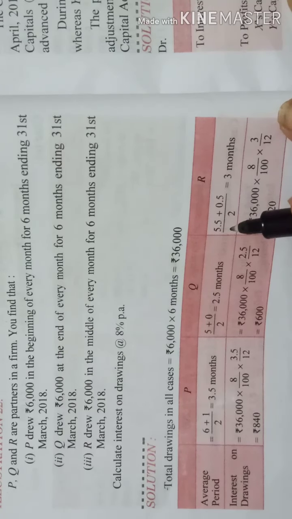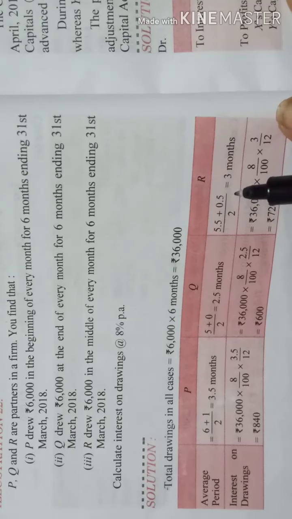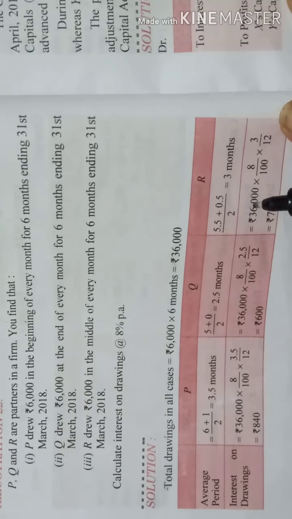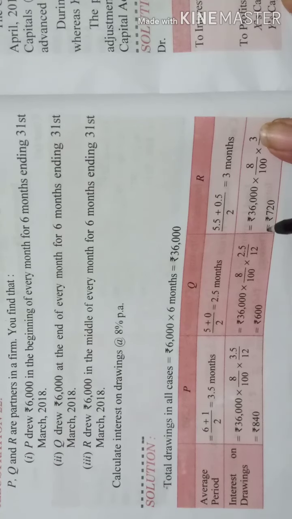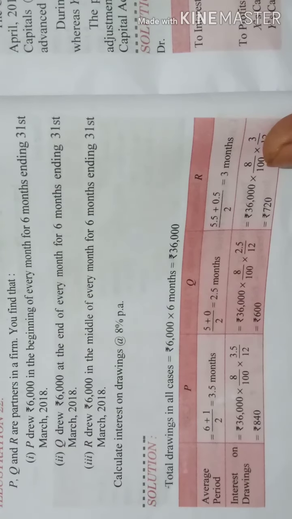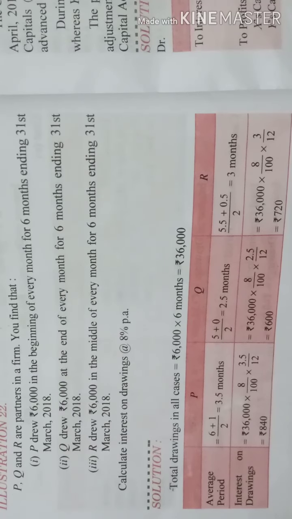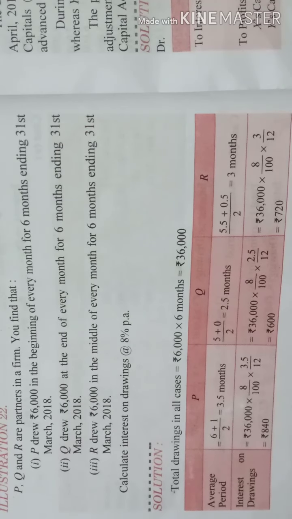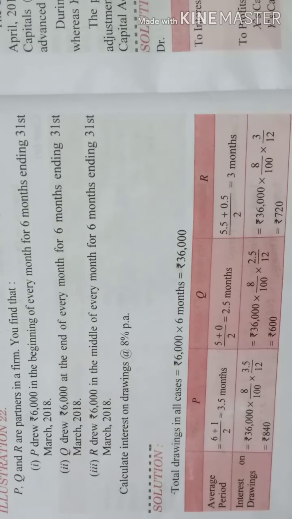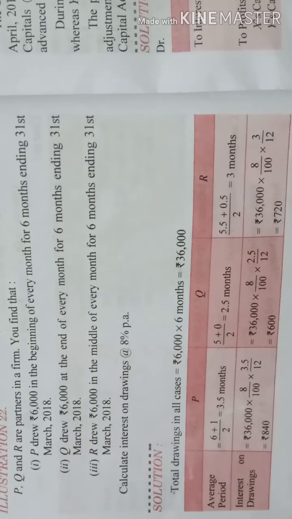Now next is if I am withdrawing in the middle. Fine. So what will be the time period left after my first withdrawal? That will be 5.5. Last withdrawal, that will be 0.5. Again the same condition, middle of March. So 5.5 plus 0.5 divided by 2 will give me overall 3 months average. So this is how I have calculated my average time period. How to calculate interest on drawings, that you know: total drawings multiplied by rate multiplied by average time period upon 12. So this is how we will calculate.